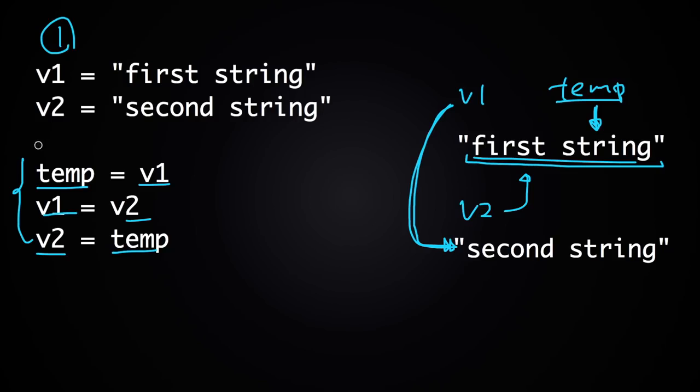And this little pattern of using a single variable to switch the values of two variables is actually really important to know, because it's a very common pattern to use for any programmer.